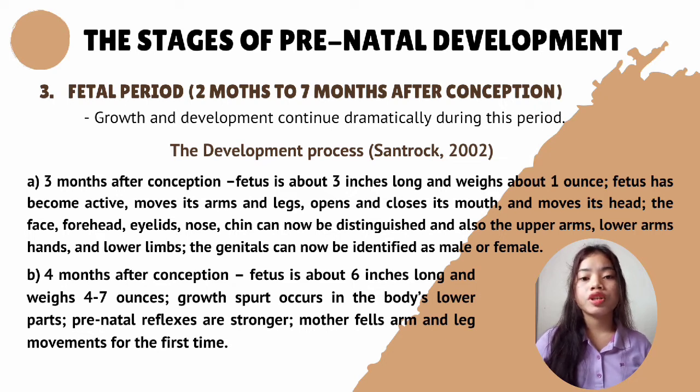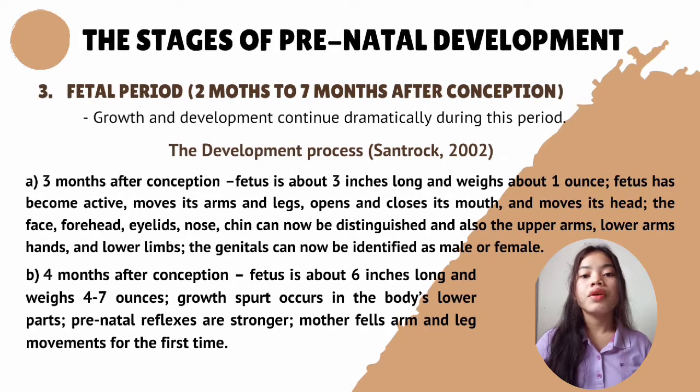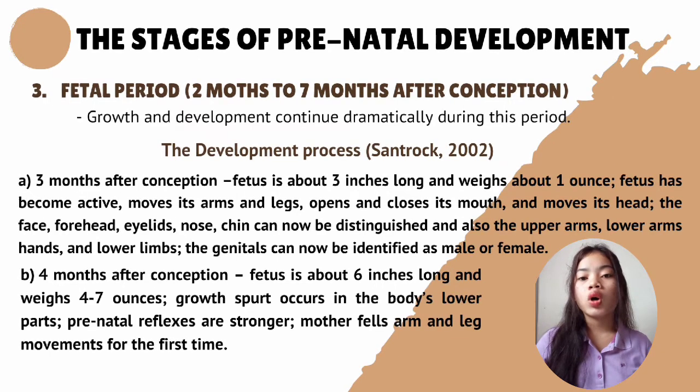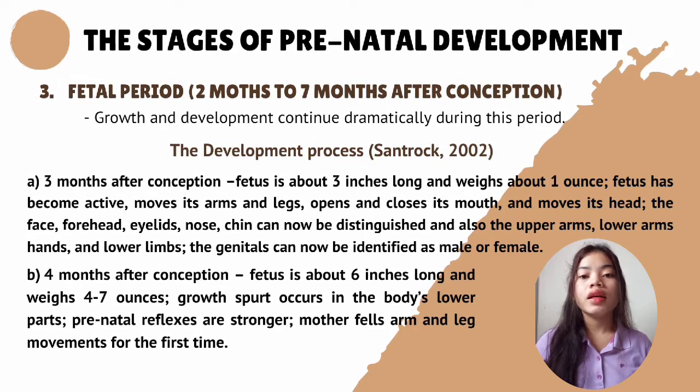3 months after conception, the fetus is about 3 inches long and weighs about 1 ounce. The fetus has become active, moves its arms and legs, opens and closes its mouth, and moves its head. The face, forehead, eyelids, nose, and chin can now be distinguished, and also the upper arms, lower arms, hands, and lower limbs. The genitals can now be identified as male or female.